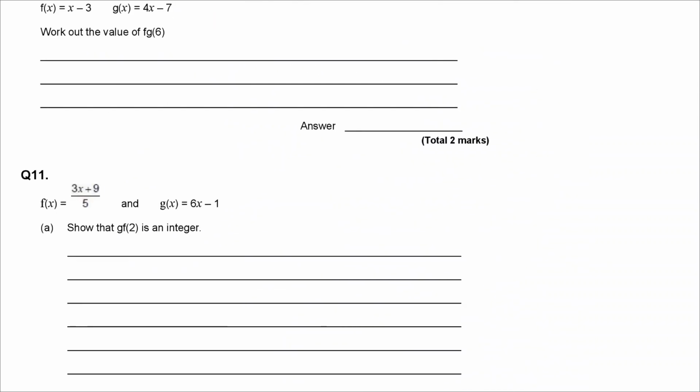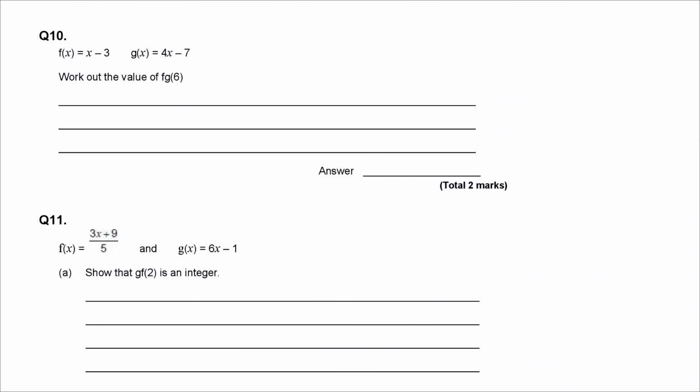Okay, question number 10. Let's have a look. This one here is a composite function. You've been given f of x as x minus 3 and g of x as 4x minus 7. Work out f g of x. Now, you can do this really simply. We've just got to find the value of g of 6. So I'm going to put 6 in for x over here. So g of 6 is equal to 4 times 6, take away 7, which is 24 minus 7.